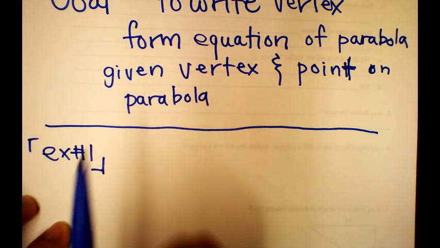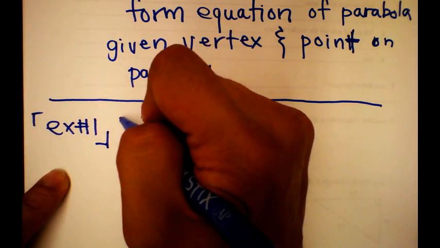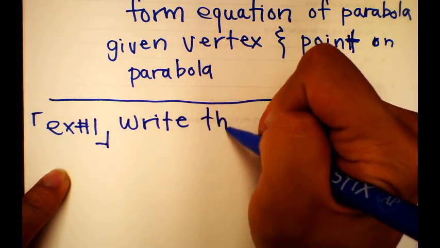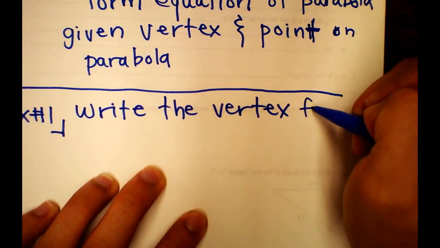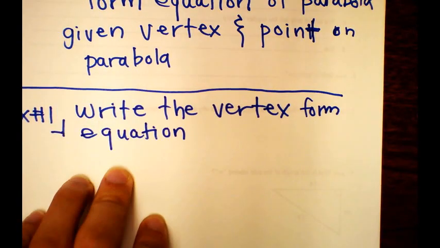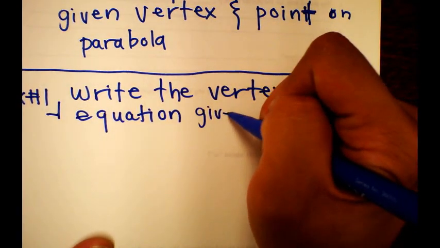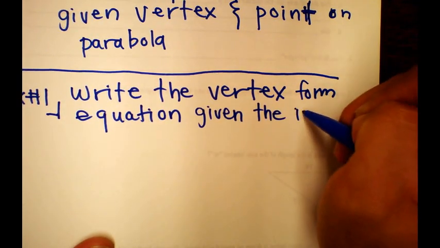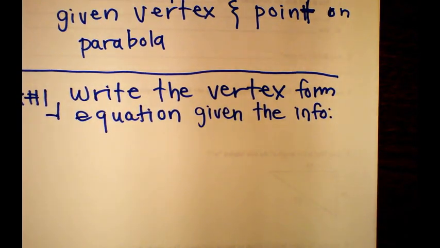Example number 1 has the same instructions as example number 2, so we don't have to write them again when the time comes. The instructions are to write the vertex form equation given the following information, and we do have two major pieces and then one minor one.